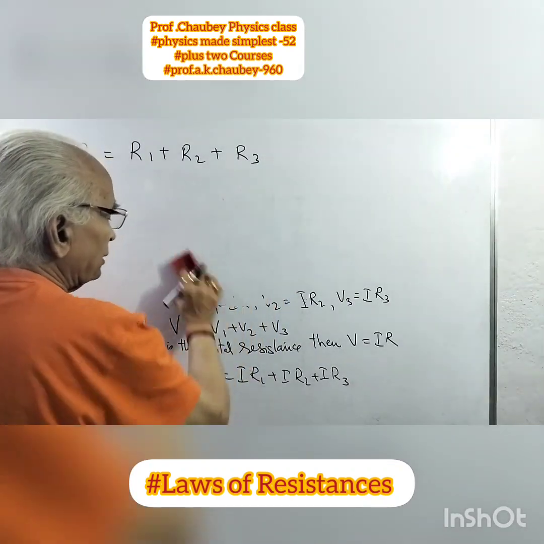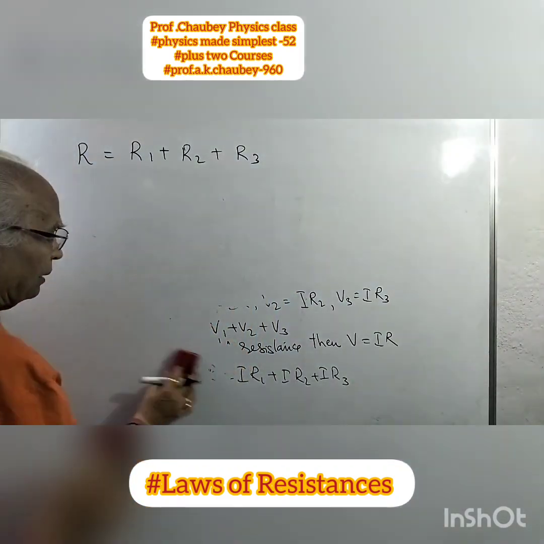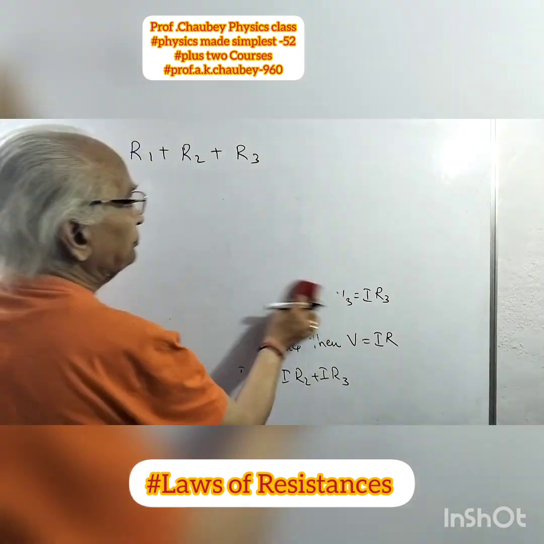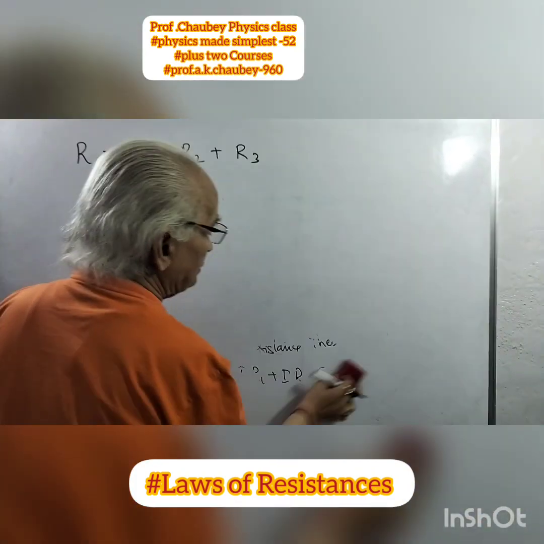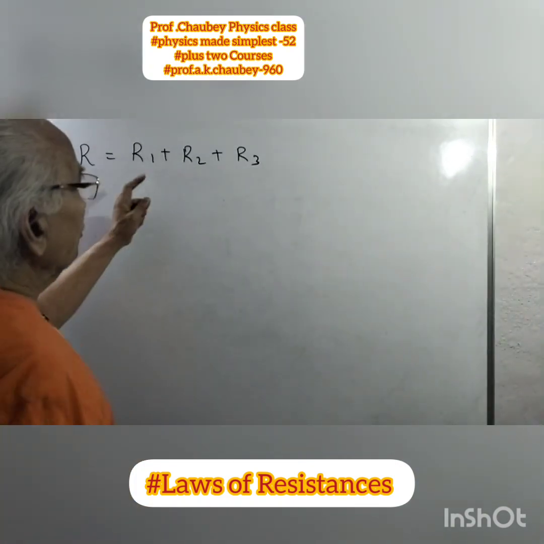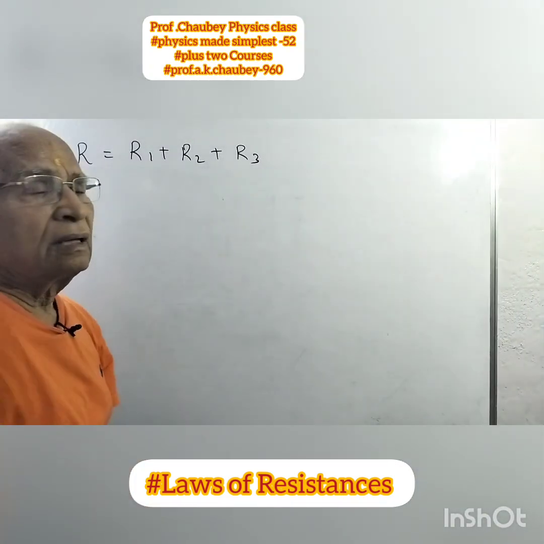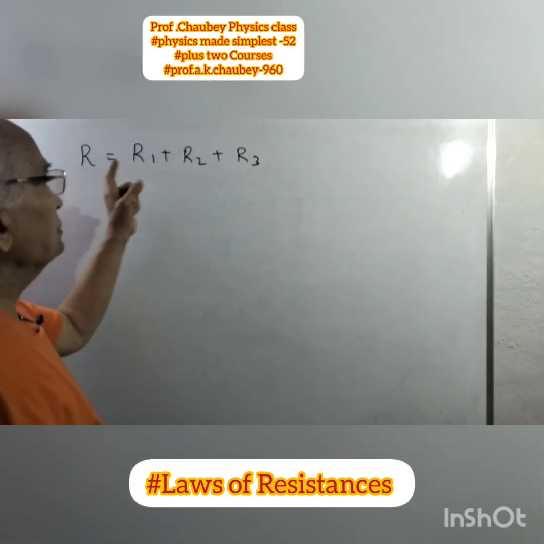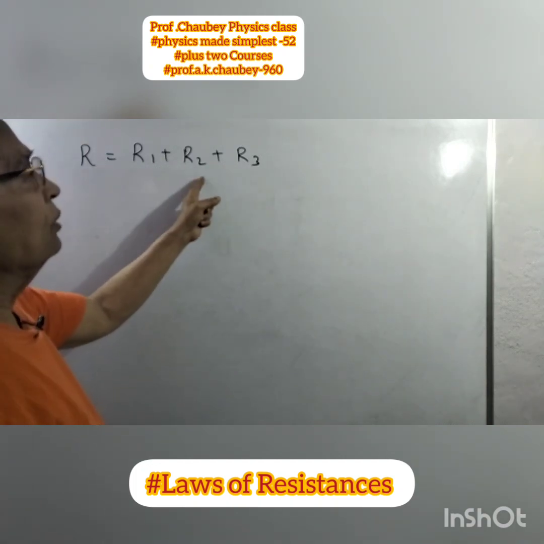So this is the series law of resistances combination: if you have more than two resistances, or only two resistances, and you connect them as I have shown in the diagram, this is called series combination. Then for the total resistance of all the resistances, you simply add the resistances. So this is the series combination: R is equal to R1 plus R2 plus R3.